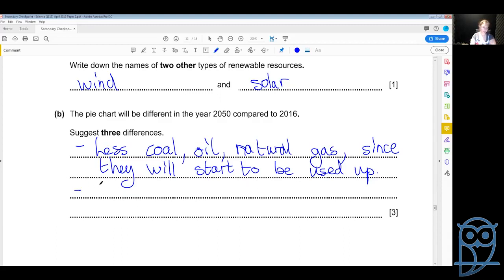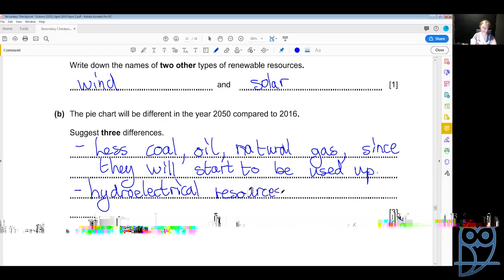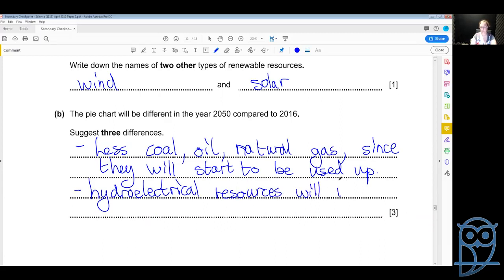Our next reason could be, since these are going to be used up, our other kinds of resources, hydroelectrical resources and so forth, will increase. A reason here could be since it is renewable.